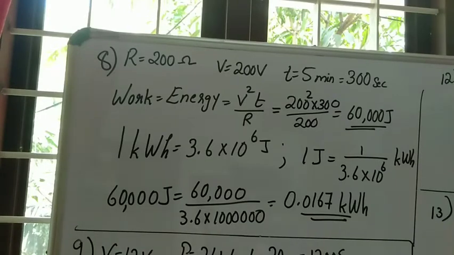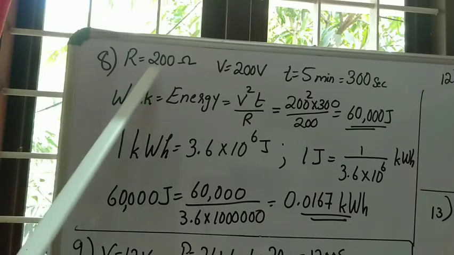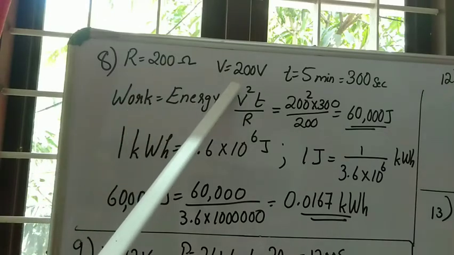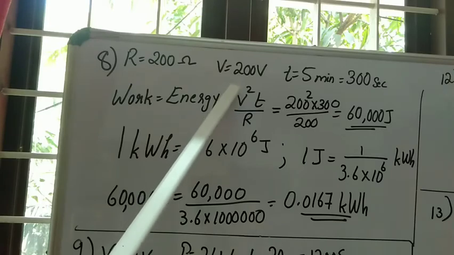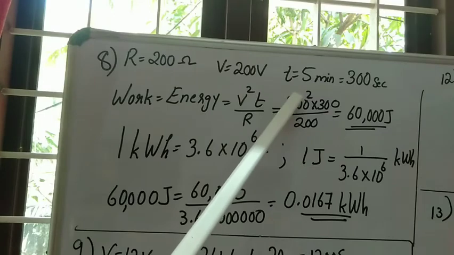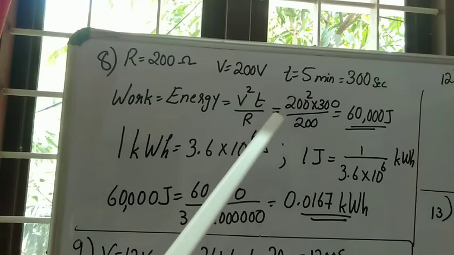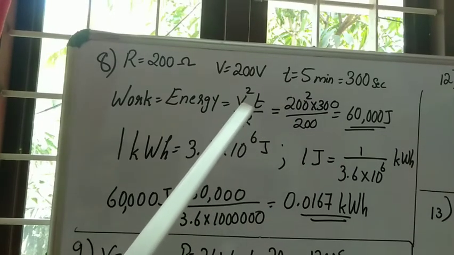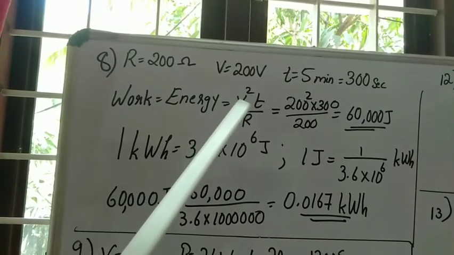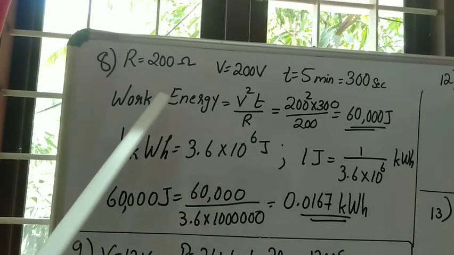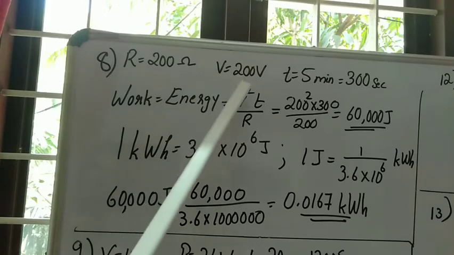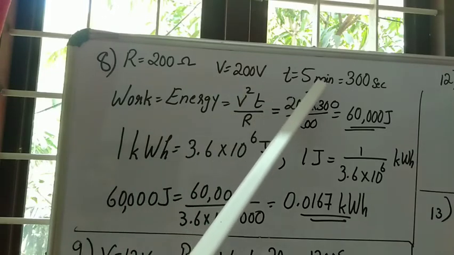Next, question number 8. An electrical appliance has a resistance 200 ohm, and is operated at 200 volt. Calculate the energy consumed by the appliance in 5 minutes. And you have to find the answer in joule as well as in kilowatt hour. So here you can see resistance and voltage is given, time is given in minute.